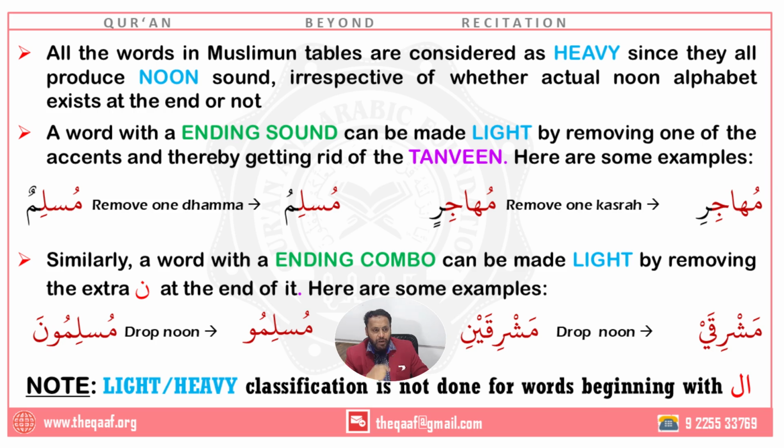For example, our word Muslimun has double dhamma, which means it has a tanween on it. And since I can hear the noon sound or I can see the tanween, it is heavy. Okay, I want to make it light. What do you do? You just remove one of the dhamma. From Muslimun, remove one of the dhamma and you get Muslimu. Now Muslimu is the light form of Muslimun.